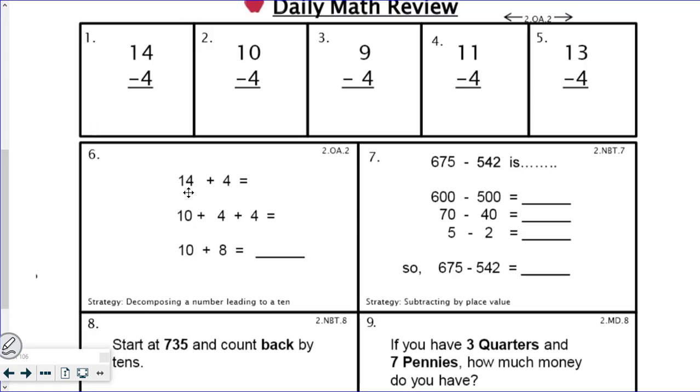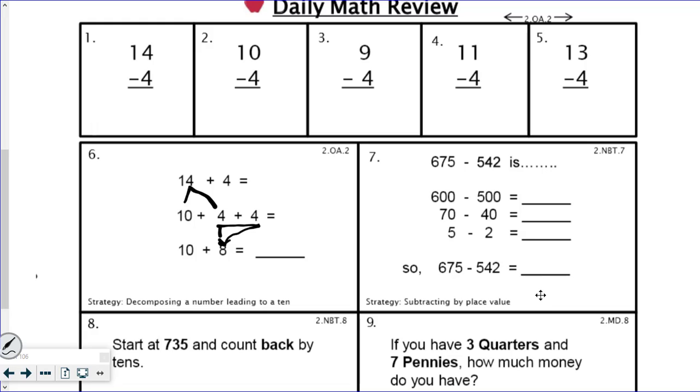So what we're doing is we're breaking apart this 14 into 10 and 4, and so we can add these 4 and 4 because it equals 8, which is a doubles fact right here. So we're going to add 10 plus 8 to get our final answer. Pause your video and do number 6.